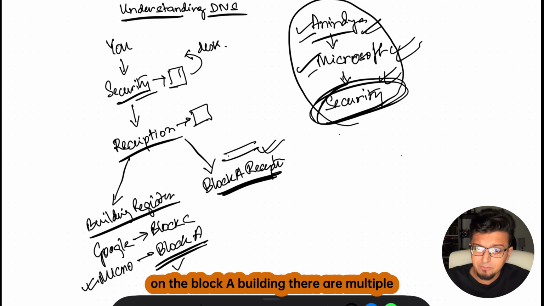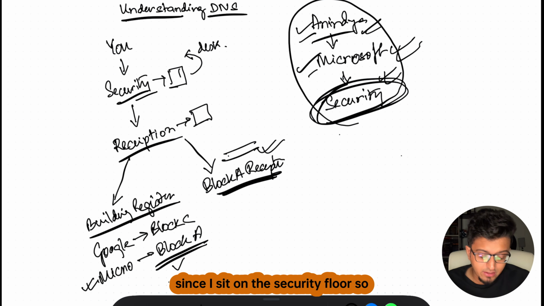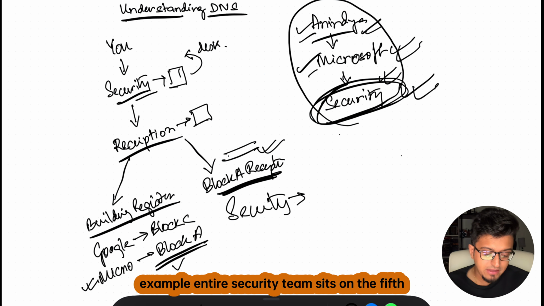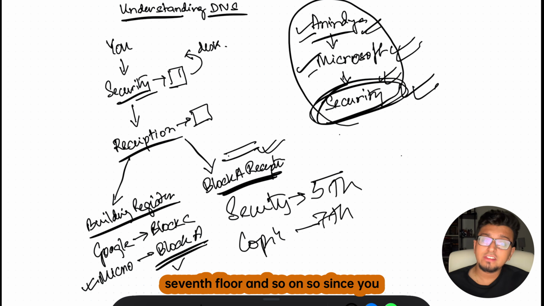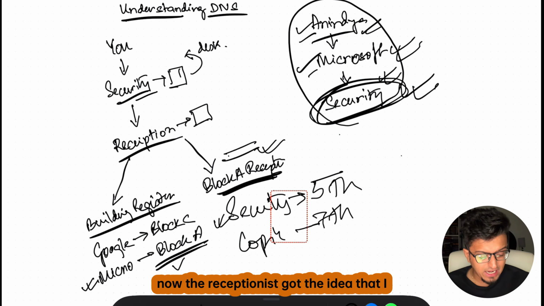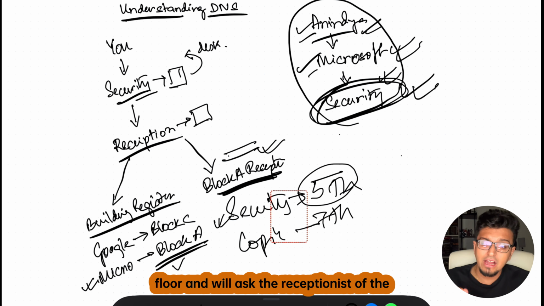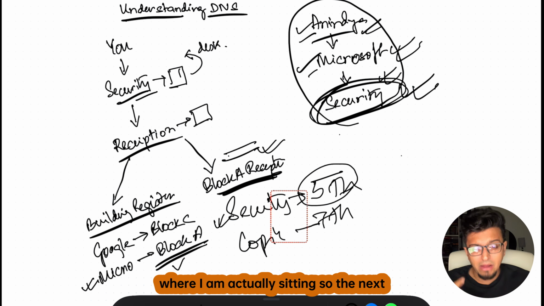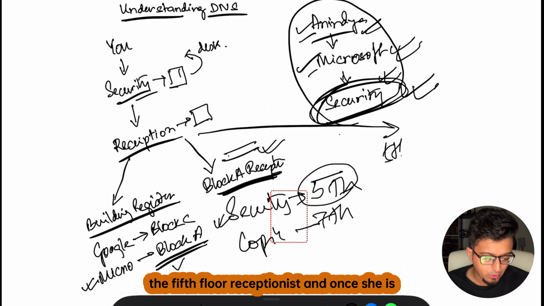For example, in the block A building there are multiple floors where each and every team sits. Since I sit on the security floor, this receptionist can give the idea that, for example, the Intel security team sits on the 5th floor, the Copilot team sits on the 7th floor, and so on. Since you are looking for me who works in the security domain, the receptionist now has the idea that I work on the 5th floor. Now she will go to the 5th floor and ask the receptionist of the 5th floor what is the desk number where I am actually sitting. So the next, third call she will make is to the 5th floor receptionist.